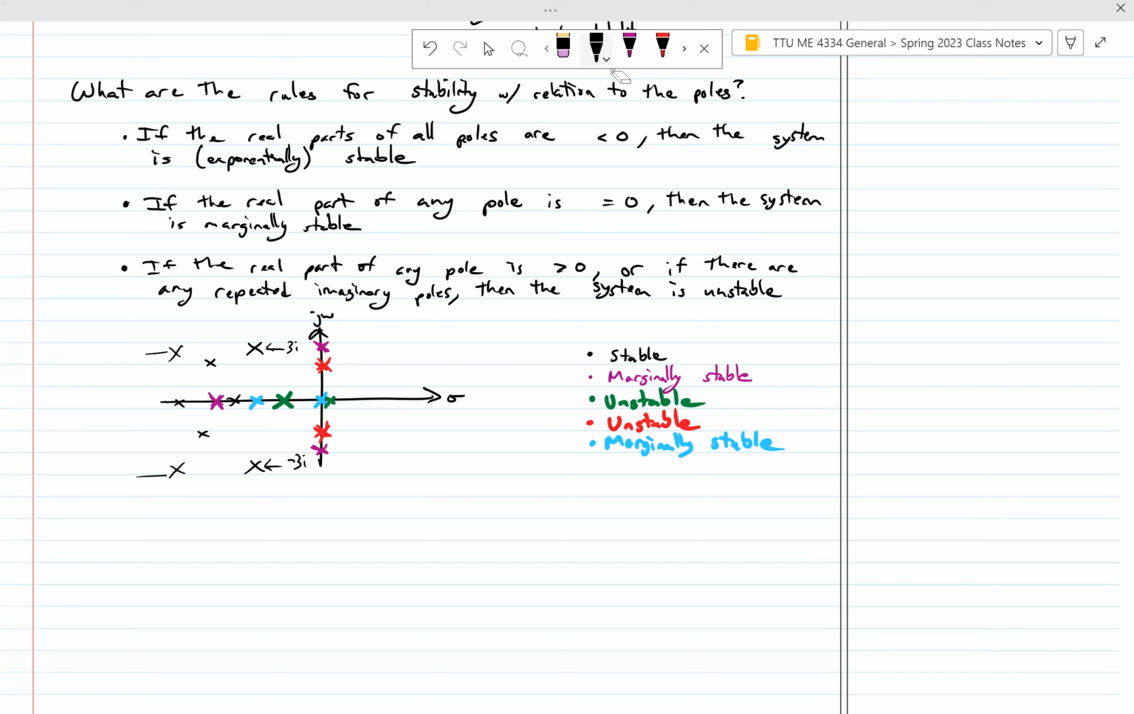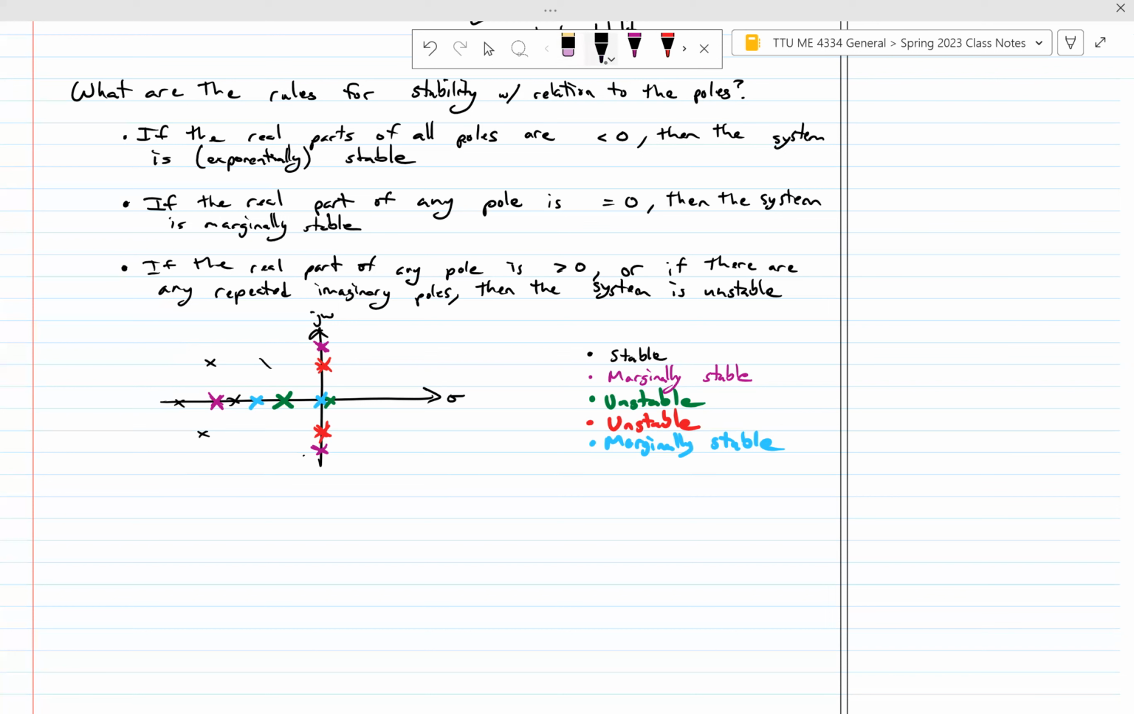If you have a pole here, there is no way you're not going to have a pole down here. But is the system that we drew with those poles stable? What are the real parts? The real parts are -3 and -5. All right, let me do another color here. Let's try lighter green.